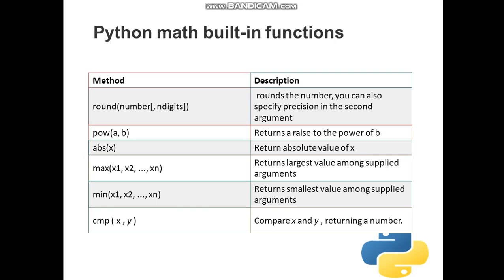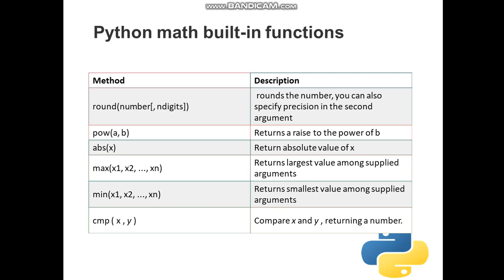The first function is round. So it rounds the number. You can also specify the precision in the second argument. So it is going to round off your value. Next is power function. So pow, power function. Here it returns a raised to the power of b. That means it returns a raised to the power of b.